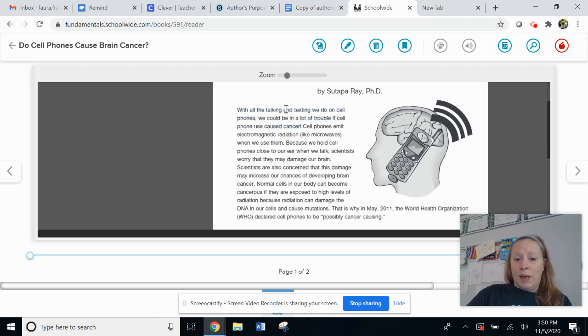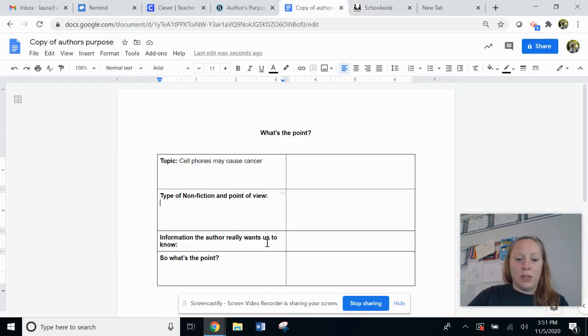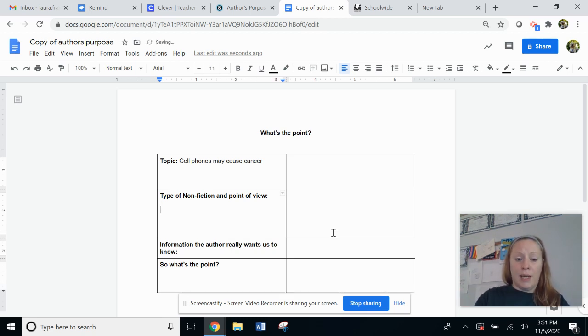I don't see this set up like a story. It looks like right now they're just presenting their argument and information about cell phones possibly causing cancer. So this would be considered a reference nonfiction piece because there's no main characters, there's no fictional plot or storyline that they would follow. So this is a reference nonfiction.